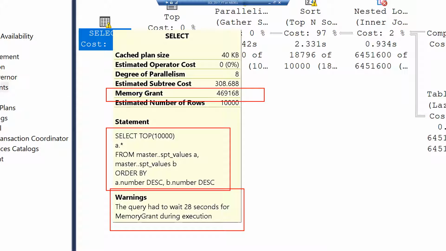Why did it want so much? Maybe because it wanted to do an expensive sort operation. And that is the reason why my sort operator there shows 97% of the cost. If you look at the query itself, I am trying to do an order by of this data, 10,000 records, and if you try to decipher a bit, it's like a cross join that we're trying to do, and we're trying to do a multi-level sort which happens in memory.